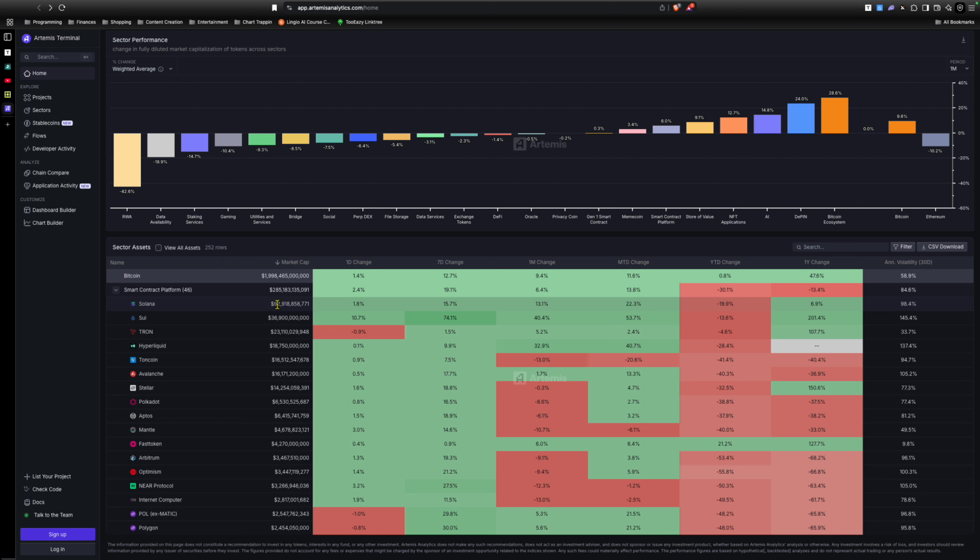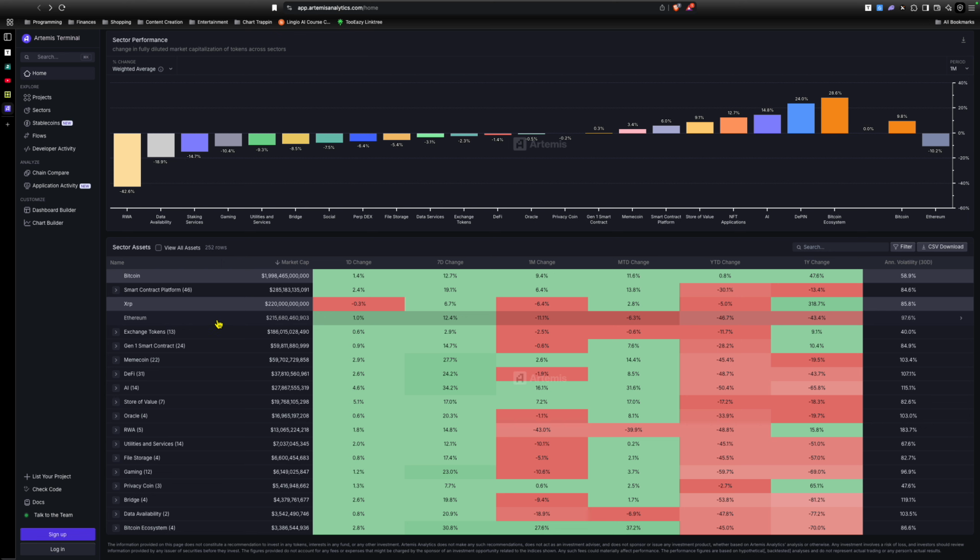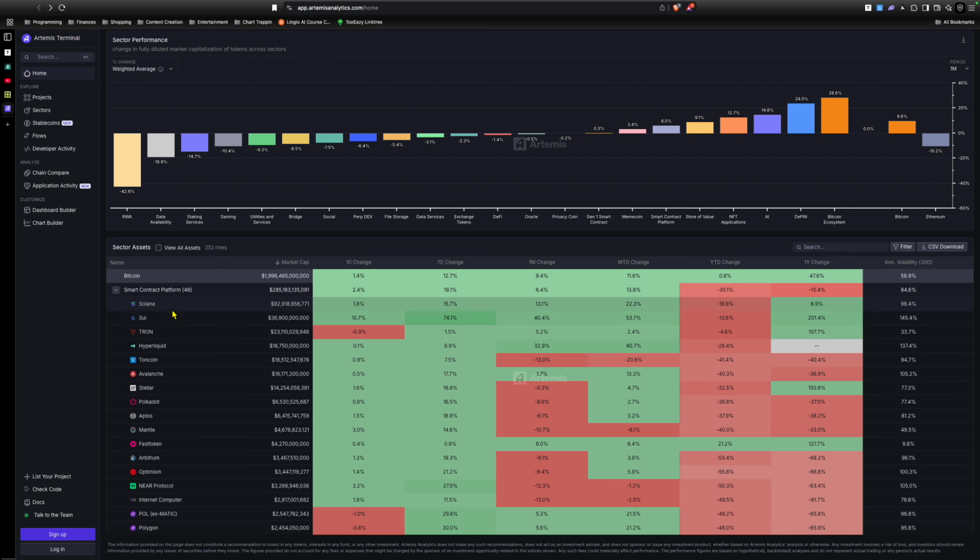Solana is, where's Ethereum? Hold on, Ethereum should be on there. Oh, it's right here. I don't know why it's separate, but Ethereum got 215 billion. Solana is in second place behind Ethereum with 92 billion. Sui is third place right here with 36 billion.